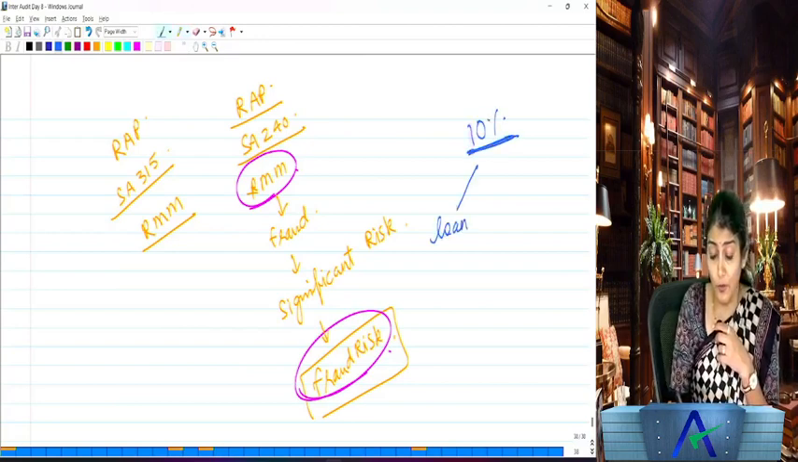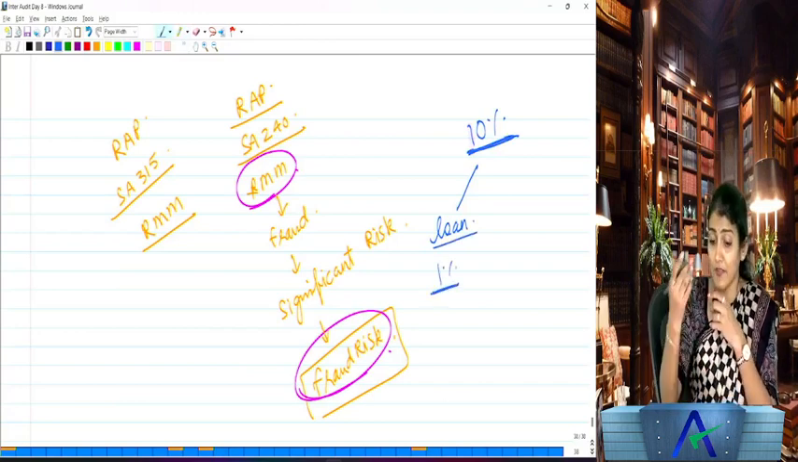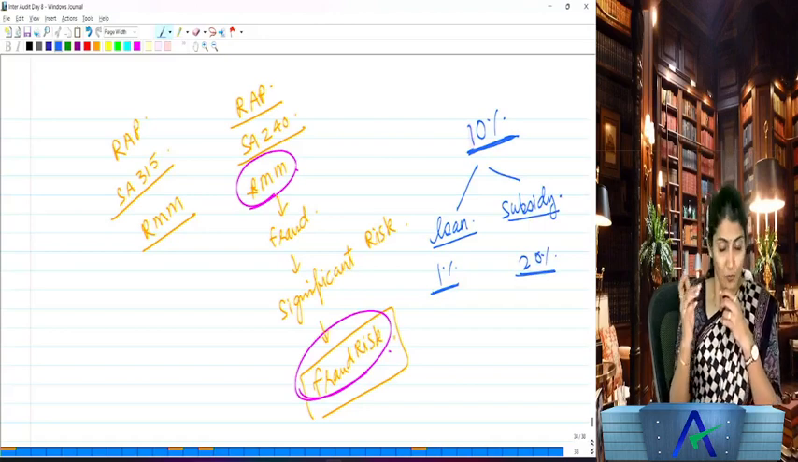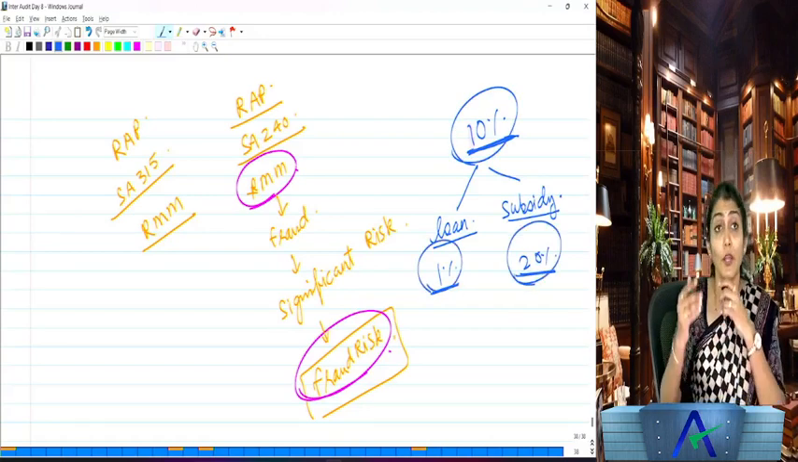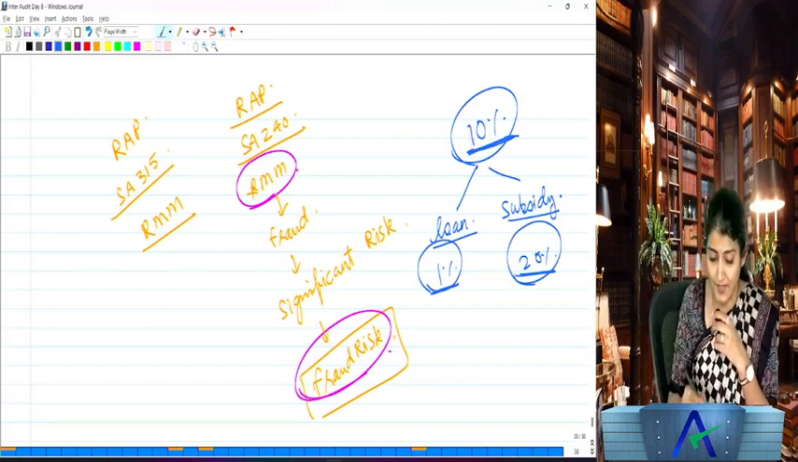You want a loan from the bank. That is why what you're saying, only 1% provision is required. Or you want a subsidy from the government. Then what do you say? 20% of our debtors don't pay. What is realistic? 10%. But what you are doing, you're putting your bias. There is lack of neutrality by the management. Are you understanding that? Right.